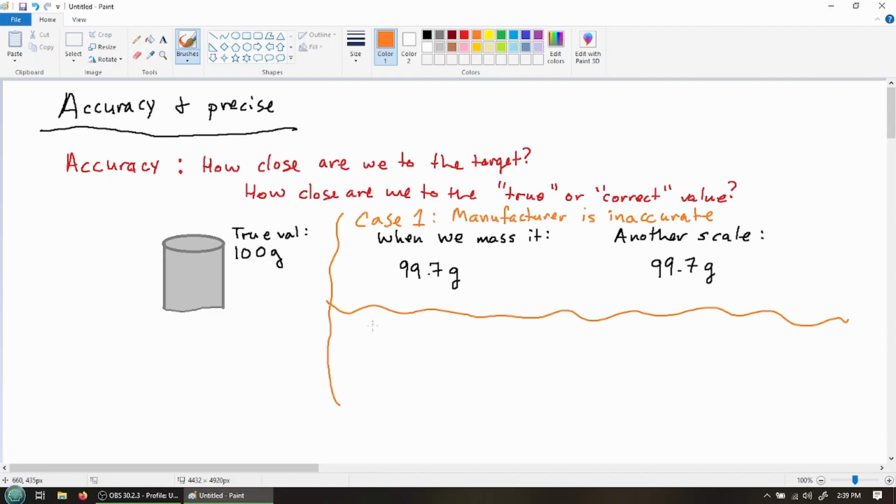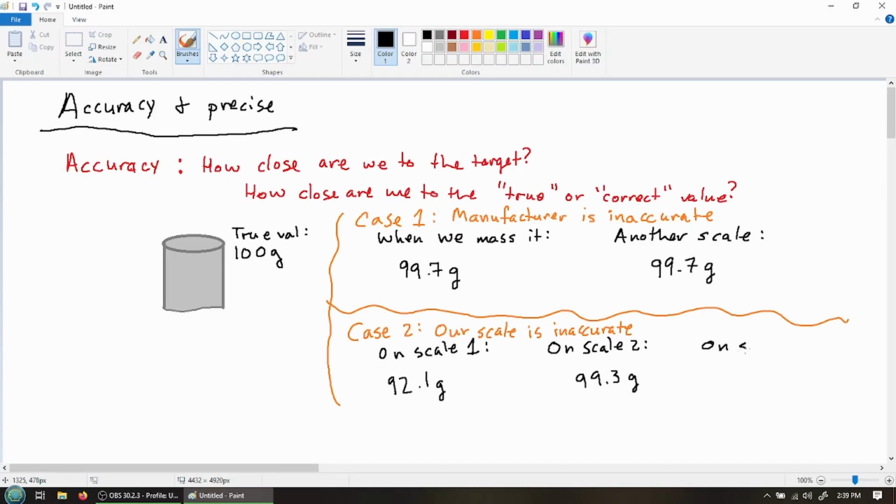So now let's look at another case, right? What if we're the ones who are inaccurate here? One way that might look is one of our scales is inaccurate. So I will go up to here and we'll say on scale 1, right, maybe we get 92.1 grams, way off from 100 grams, right? But then on scale 2, we get 99.3.